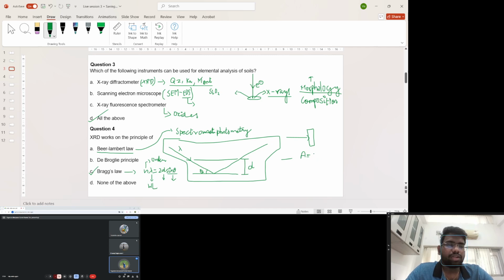So absorbance is epsilon times b times the concentration of the solution. b is the length of the light path traveled, epsilon is the molar absorptivity, A is absorbance, and C is concentration. So based on the concentration, you get the absorbance value, and with that you quantify the concentration of the solution. You will be studying this in your environmental engineering courses as well as in your laboratory studies. This is just for your information.